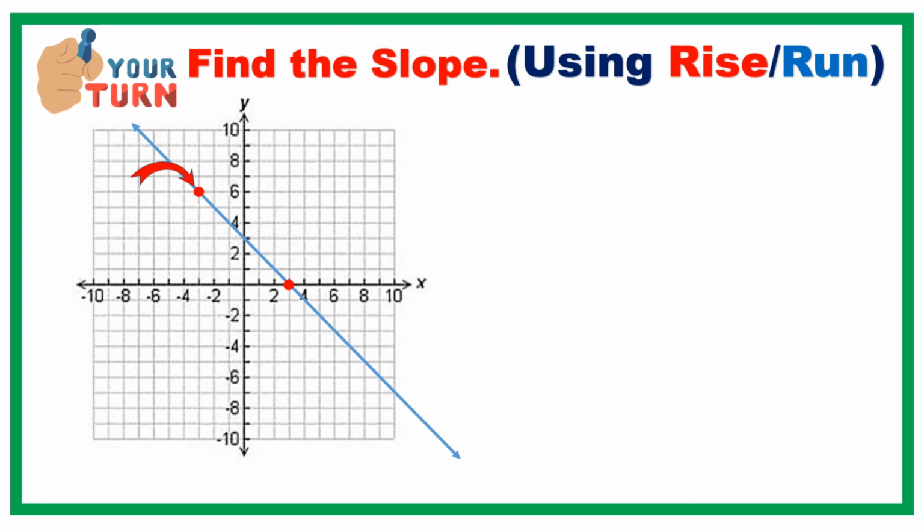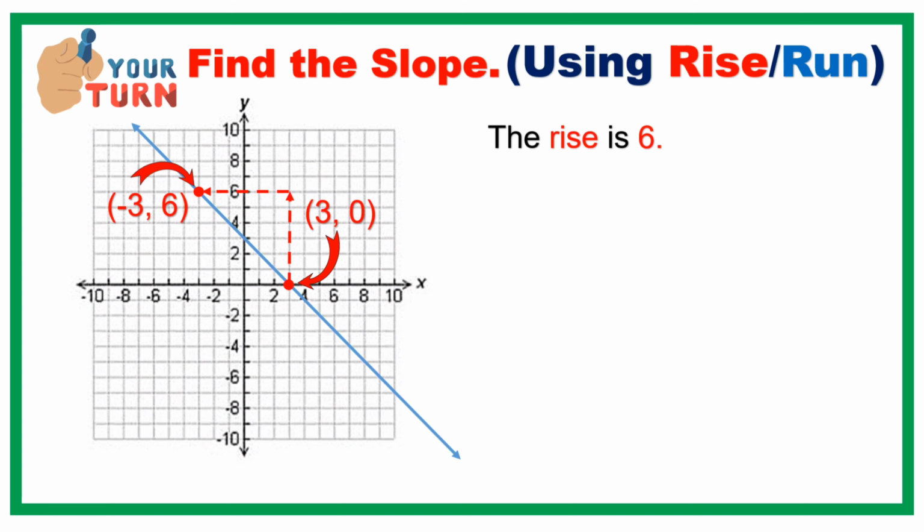Okay, we have the following coordinates: (-3, 6) and (3, 0). So how are we going to answer this? Let's count first the rise. 1, 2, 3, 4, 5, and 6. Our rise is 6.